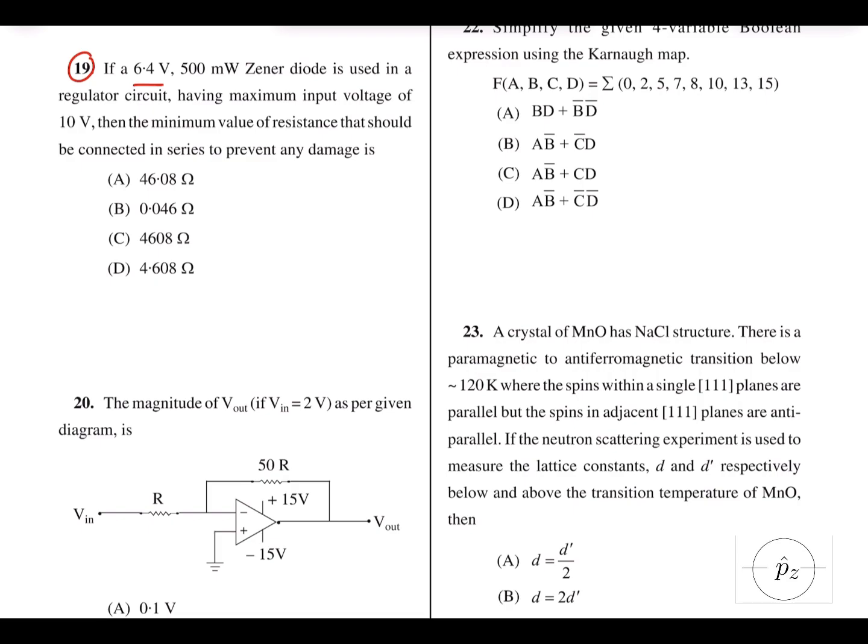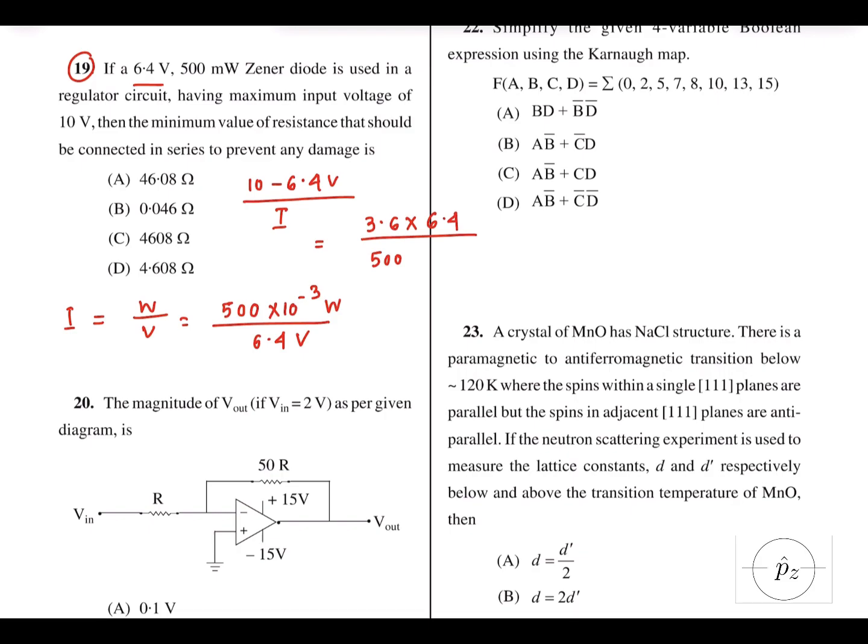We first find out the current that can pass from the Zener diode, I equal to power divided by voltage. This is 500 times 10 to the power minus 3 watt divided by 6.4 volt. So the resistance that should be connected is given by 10 minus 6.4 volt divided by this I. So which is equal to 3.6 times 6.4 divided by 500 times 10 to the power minus 3, and this is equal to 46.08 ohm. So option A is the correct answer.